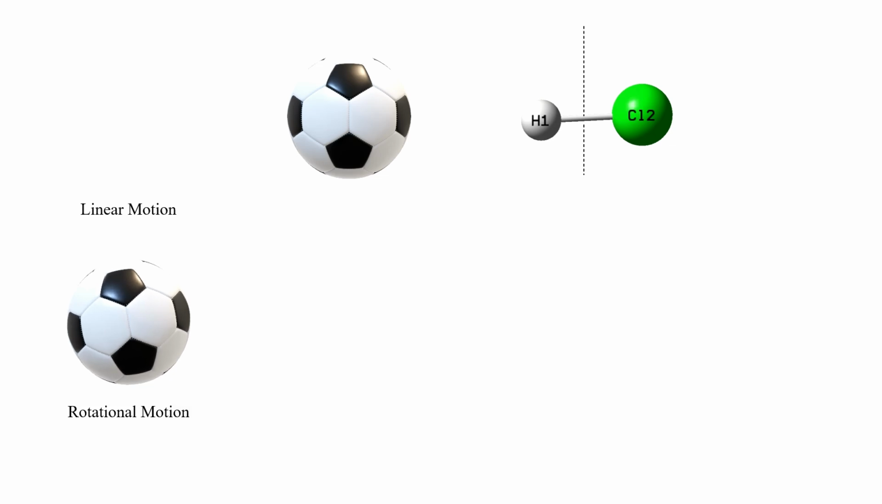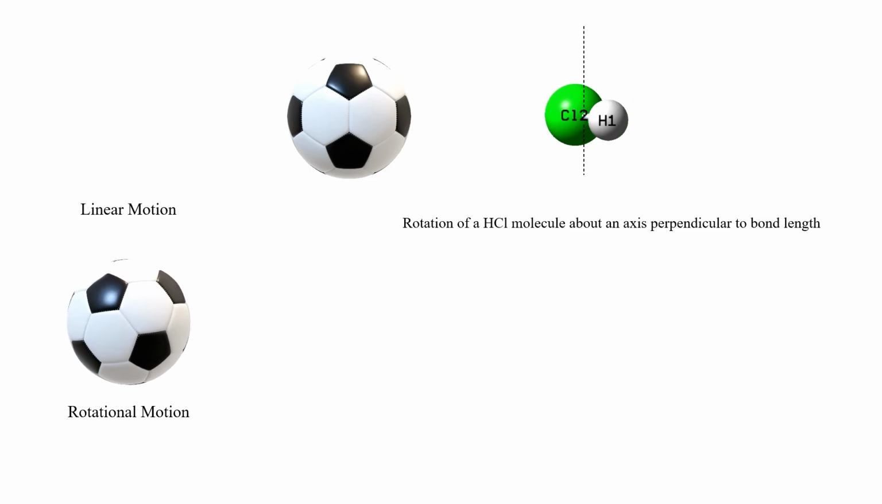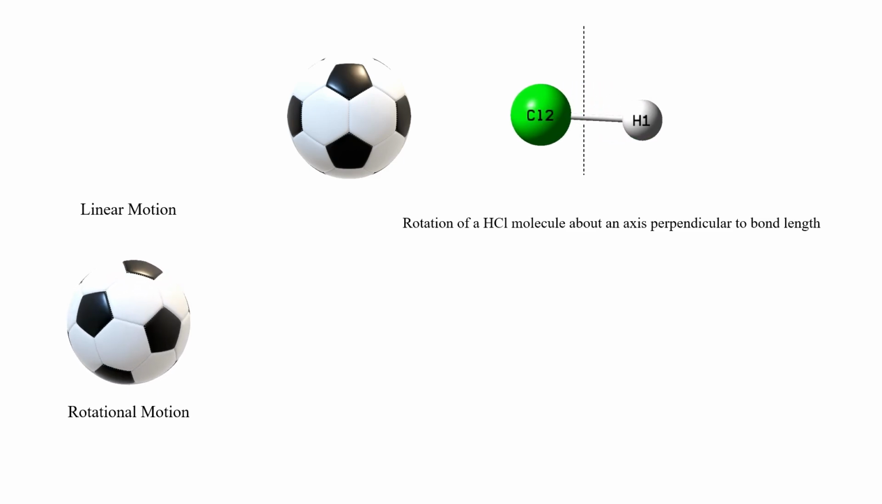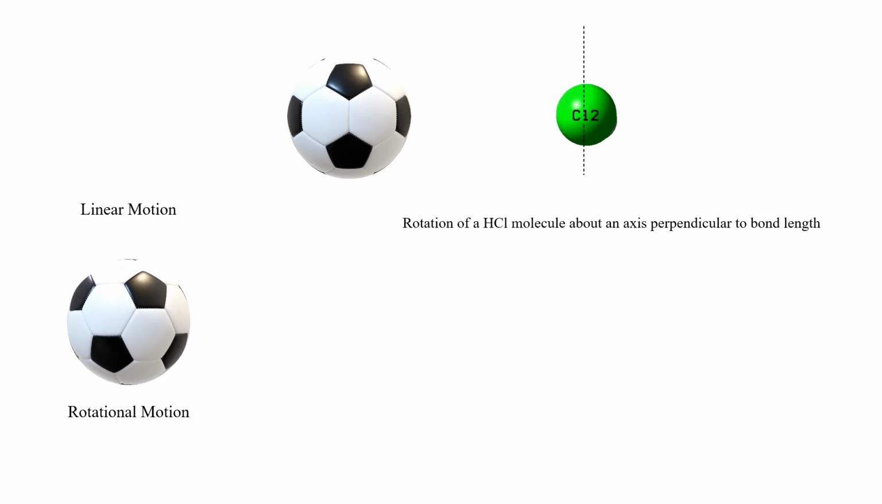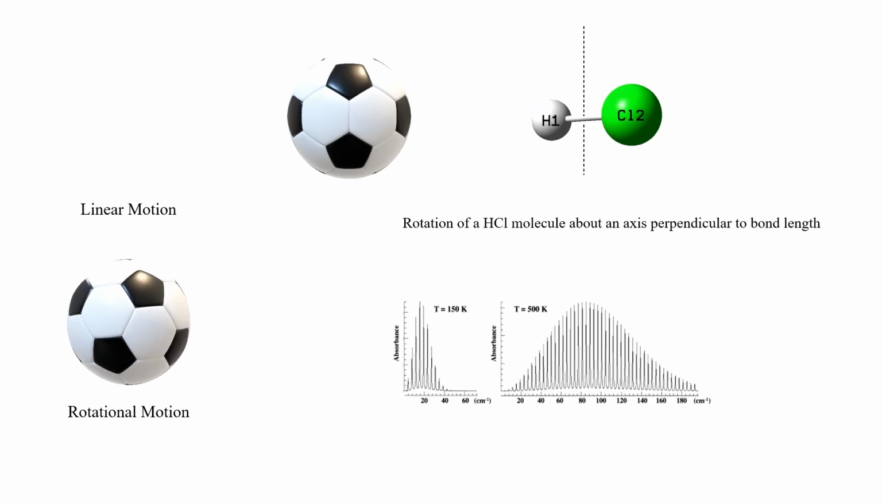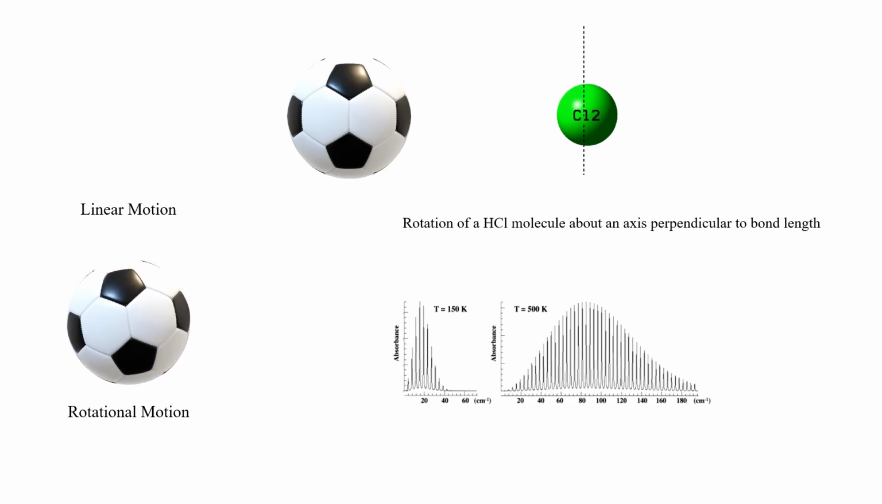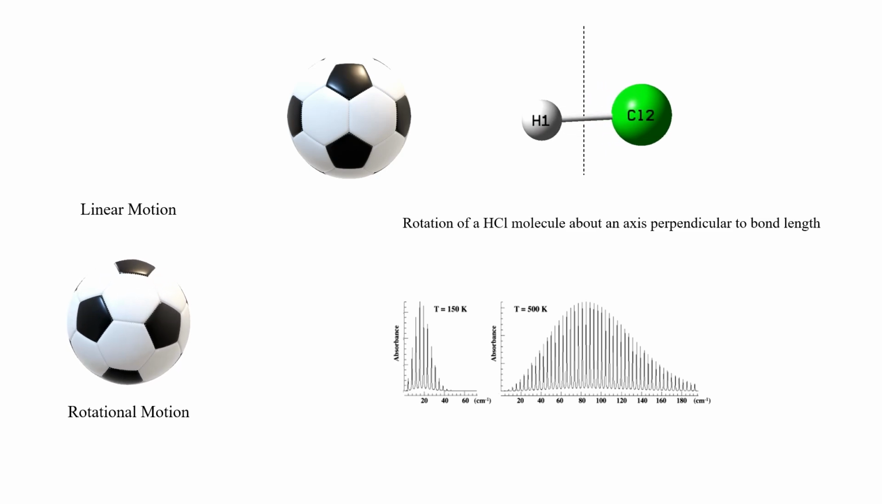Rotational motion. You can see the same football is rotating about an axis. On the other side, you can see an HCl molecule rotating about an axis. The axis is perpendicular to its bond length. The rotation about an axis perpendicular to its bond length gives rise to a spectrum called the microwave spectrum.